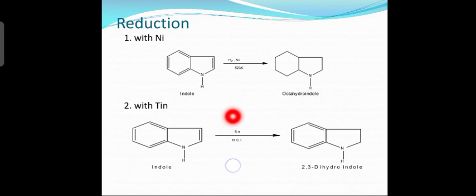Next is with tin. When it is heated with tin in the presence of HCl, what happens? 2,3-dihydroindole is obtained. That means hydrogen atoms are introduced at the second and third positions. The benzene ring remains untouched, it will remain as it is. Only 2 hydrogen atoms add at the second and third positions, so you get 2,3-dihydroindole. I will stop at this stage. Please go through all these slides. Any difficulty, please contact me. Thank you.